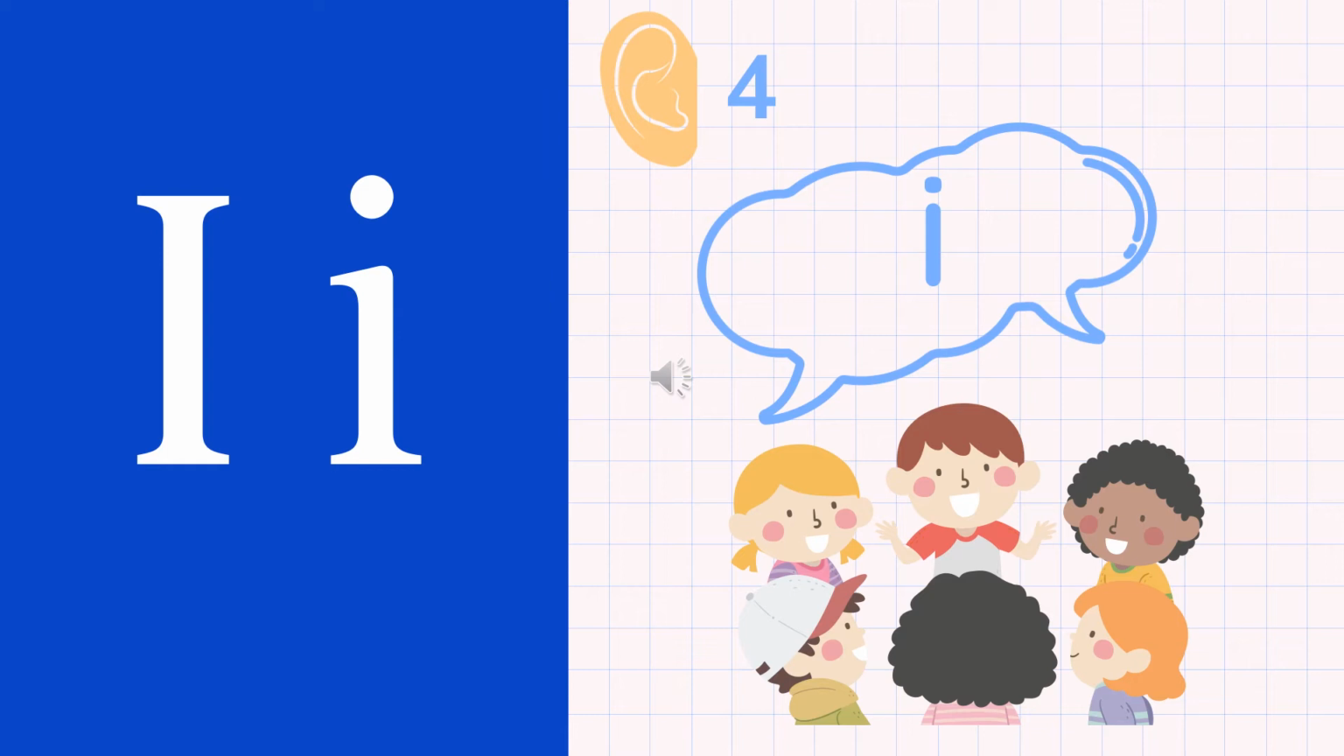This is the letter I. The letter I has four sounds. I, I, E, ya. Please repeat after me. I, I, E, ya.